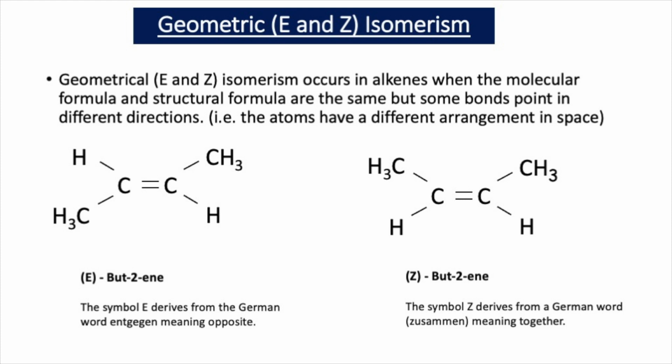Now, the reason you can have different versions, different isomers of butene, is because of the double bond. The double bond locks the groups into different positions because the groups that are attached to the carbons, the H and the CH3s, can't rotate around the double bond because they're locked in place, because the double bond hinders the rotation of groups.